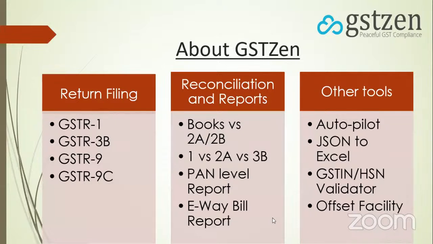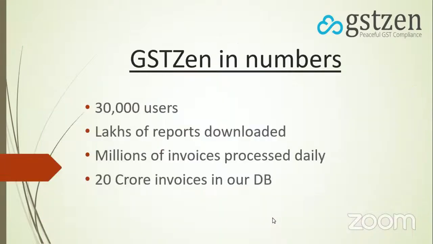There are some tools which are available in GST Zen. One of such tools is Autopilot, which can be used to perform a function for multiple GST numbers at a time instead of going to each one and repeating the same task over and over. We provide JSON to Excel facility, GSTIN and HSN validator, as well as offset facility that helps you in getting optimum offset so that you have to pay minimum amount of cash for 3B filing.